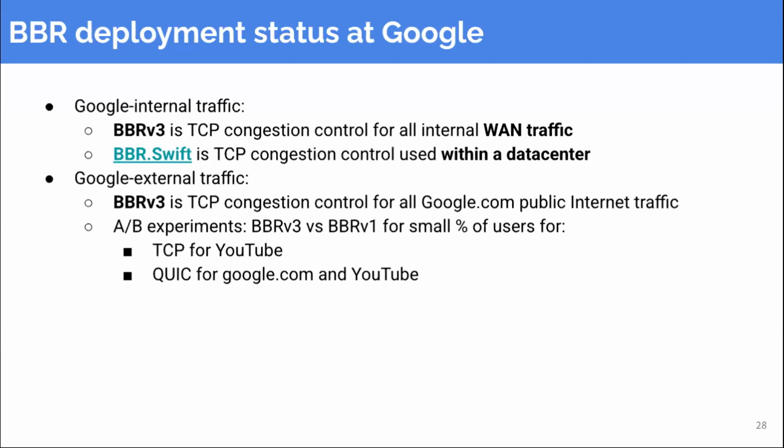So for Google external traffic, BBR version 3 is the TCP congestion control we use for all of our google.com public internet traffic as of recently. And then we are doing ongoing A/B experiments comparing version 3 and 1 for a small percentage of users for TCP for YouTube, and then for the new QUIC transport protocol for both google.com and YouTube. And as these algorithms are tuned a little bit further, we expect those to transition to BBR version 3 as well.